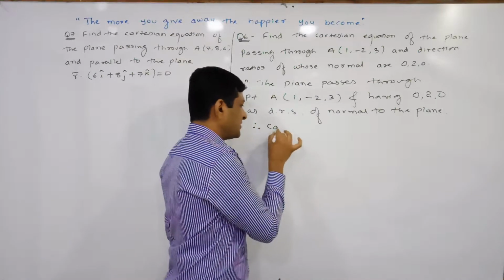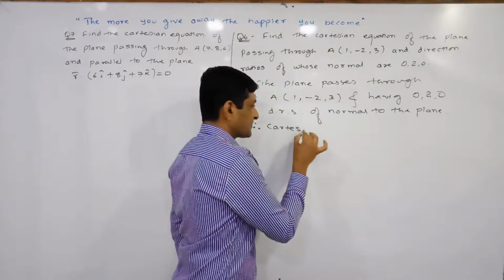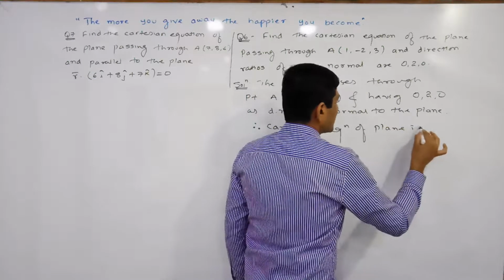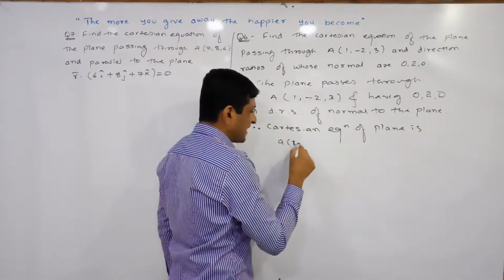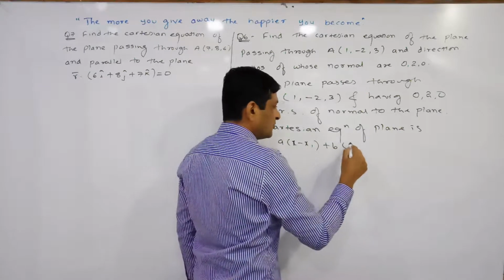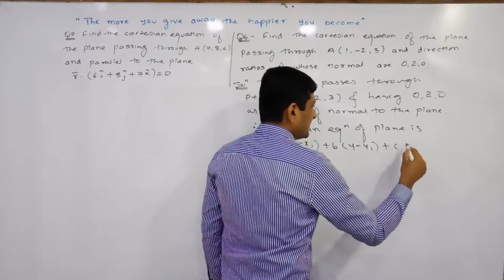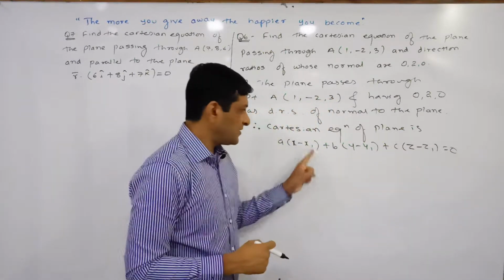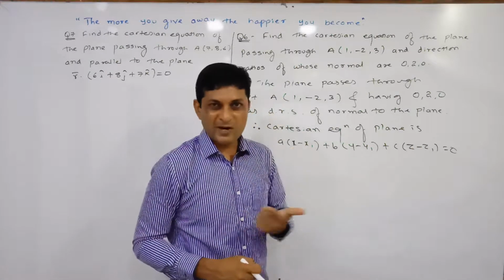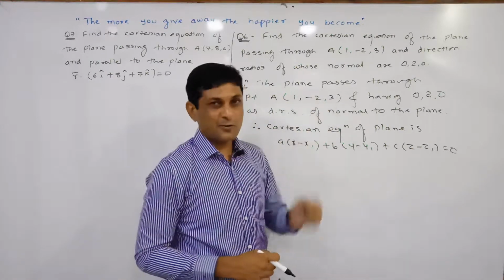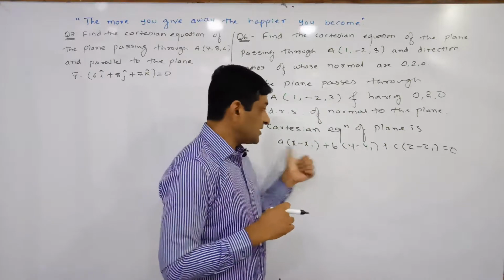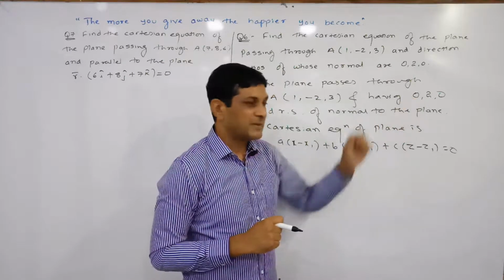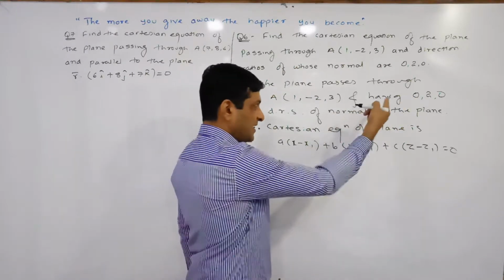So the Cartesian equation of the plane is a(x - x1) + b(y - y1) + c(z - z1) = 0. When we apply this formula, x1, y1, z1 are the coordinates of one point on the plane, which is given to us. And a, b, c are the direction ratios of the normal to the plane. Here the values of the direction ratios are also given. So what is the value of a here?